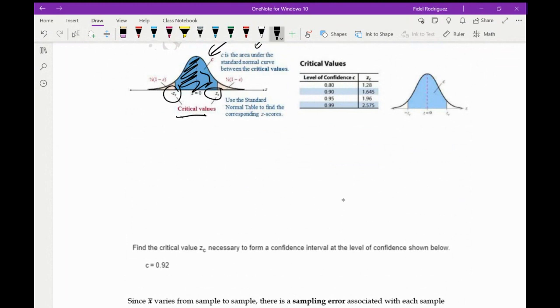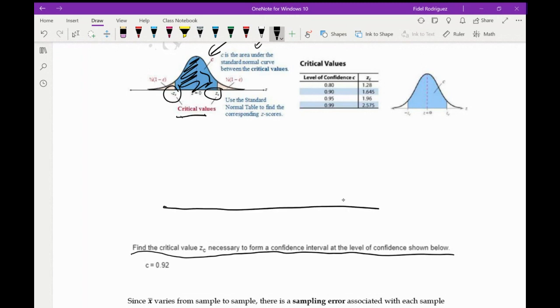So the directions for this problem, and guys, I copied this problem directly from my MyMathLab. I try to do that with a lot of the problems in our notes so that when you're going through your assignment, it's something hopefully that you've already seen. It says, find the critical value Zc necessary to form a confidence interval at the level of confidence shown below. What that means is I'm going to draw a picture here. Here's my standard normal curve, and I'm looking to find these values here.